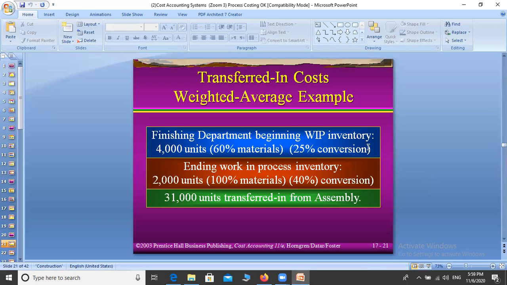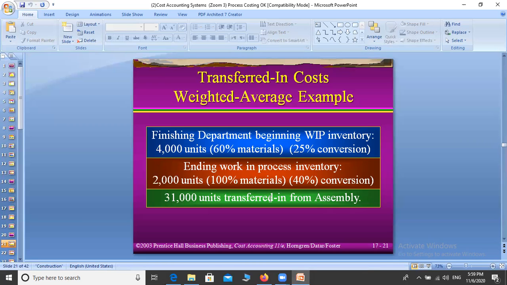So now finishing department, this is the second department that received units produced from the process before it. This process has beginning work in process of 4,000. This beginning work in process is 60% materials, 25% conversion cost. But regarding transferred in cost, it is 100% because it came from the previous process. Ending work in process inventory, 2,000 units. So it has beginning work in process and ending work in process, material 100%, 40% conversion cost.